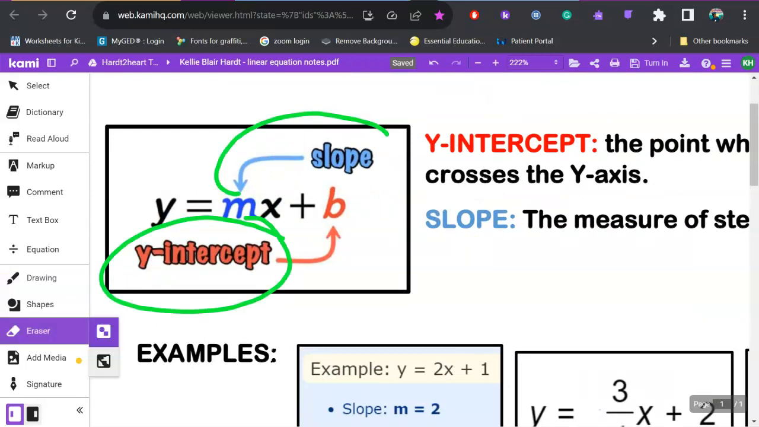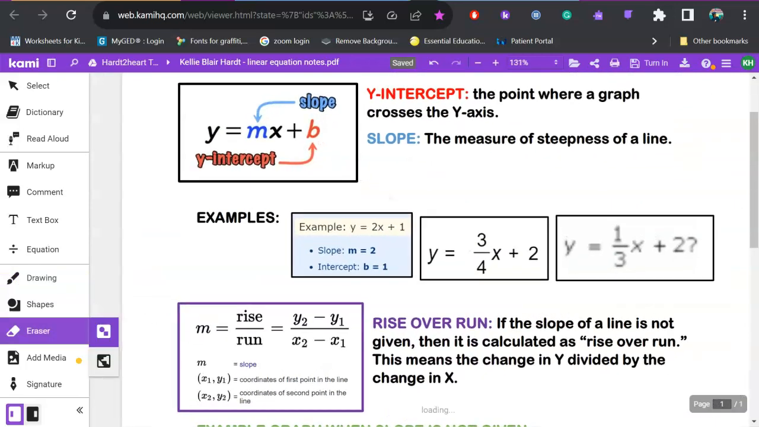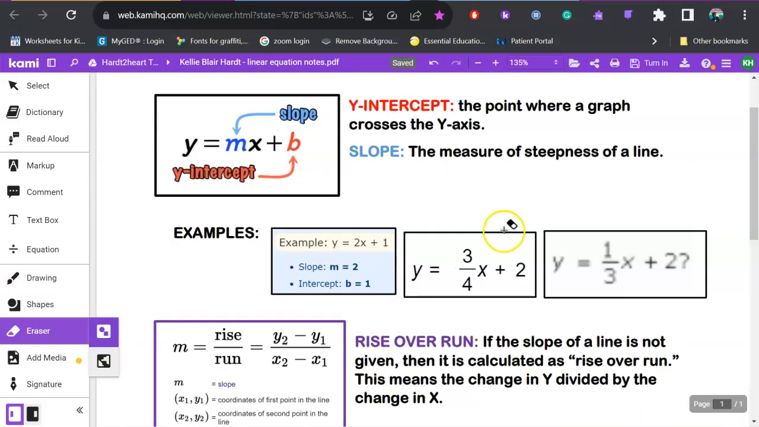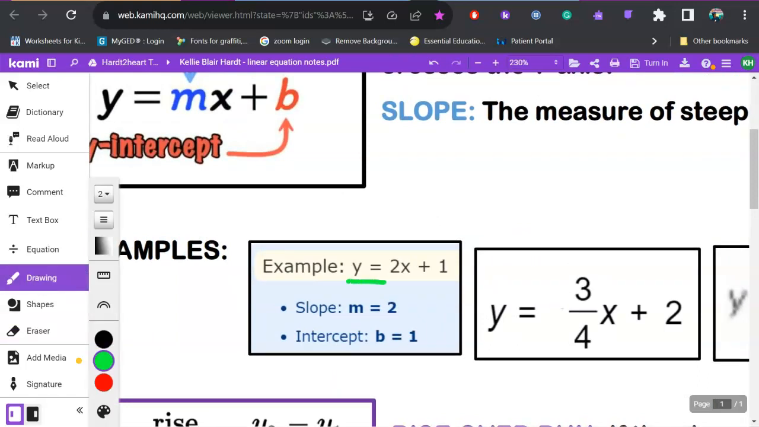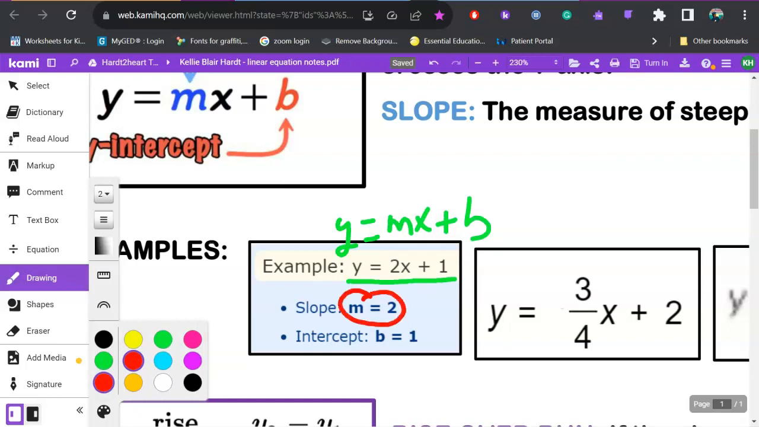All right. Here are some examples of slope-intercept form with actual numbers. Like this one, we see y equals 2x plus 1. Again, we see y equals mx plus b. The slope is the m number, which in this case is 2. And the y-intercept, which is the b number, in this case is 1. Same form. You can see the formula in that equation right there.